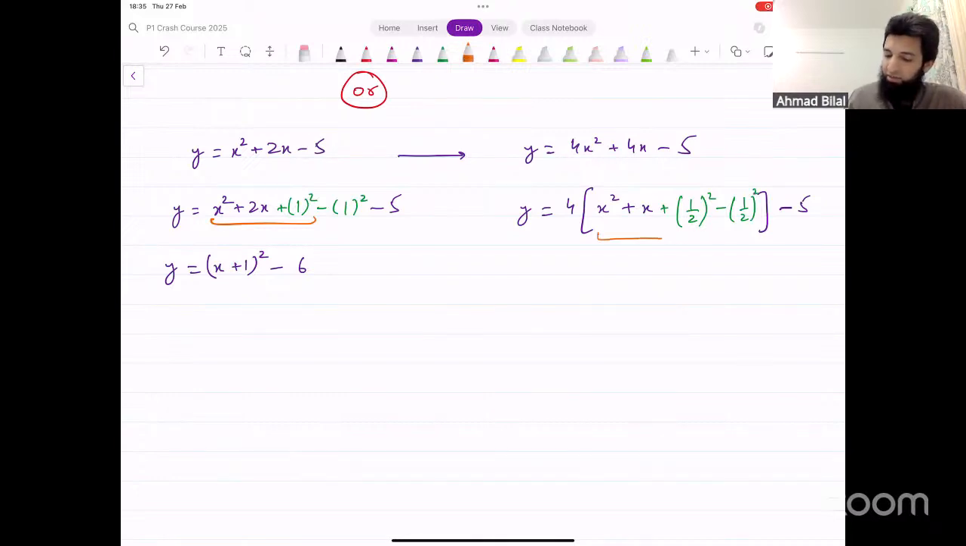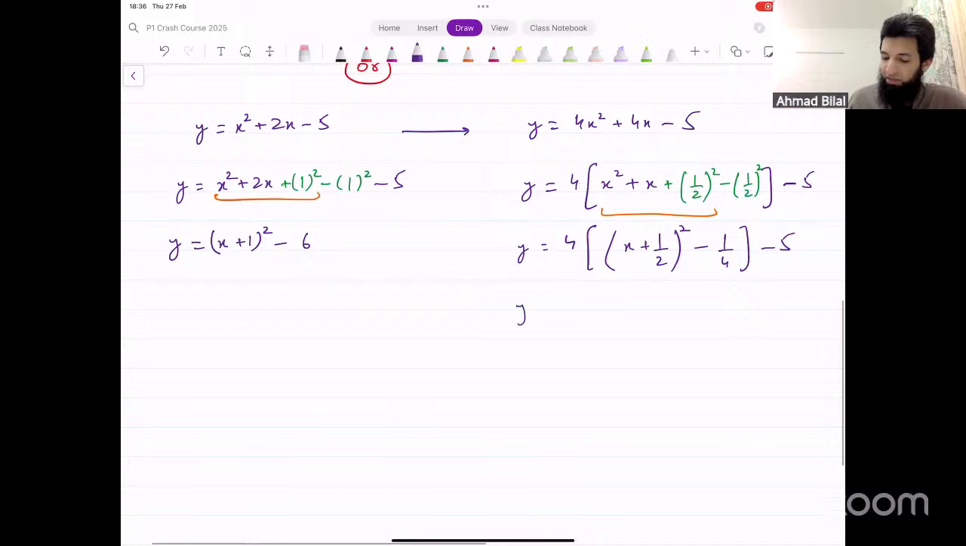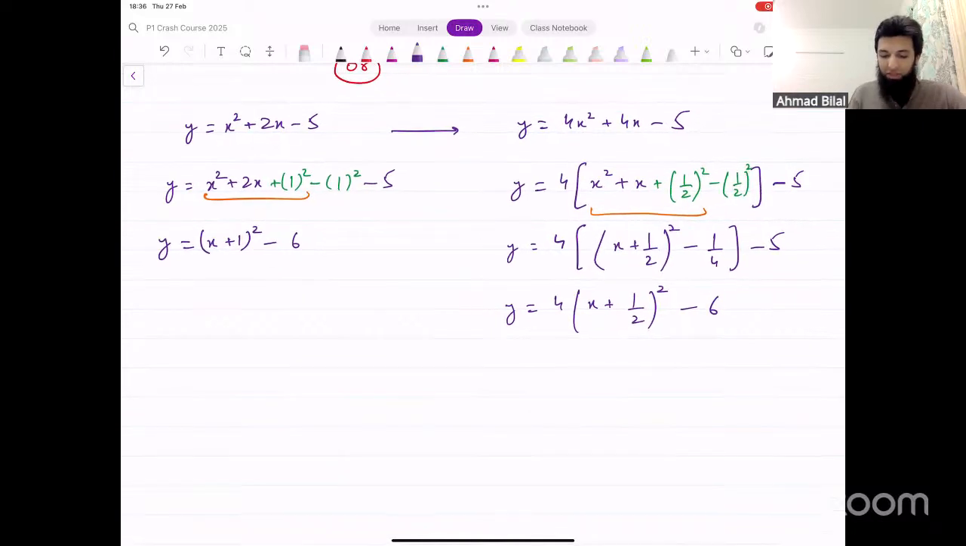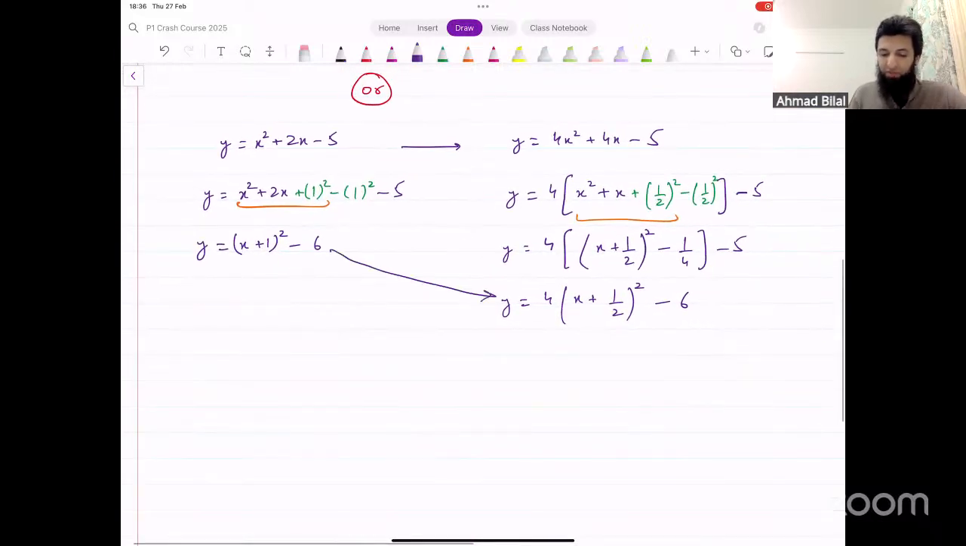These three terms give you a perfect square, so it becomes y equals 4 into x plus 1/2 whole squared minus 1/4 minus 5. When you simplify this, that's going to give you 4 into x plus 1/2 whole squared. 4 into minus 1/4 is minus 1, minus 5 outside, that becomes minus 6. So this original function is going to this function.